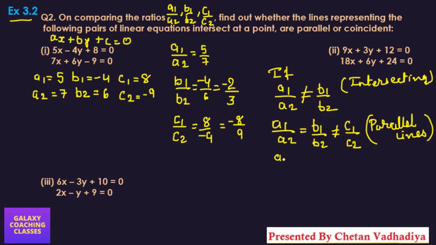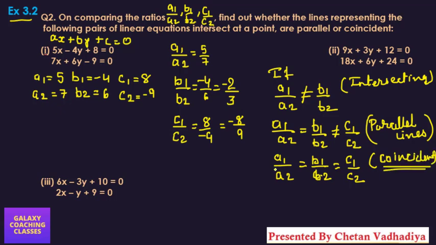Now the third condition. Every time I am saying 'if' because you need to check: if A1 upon A2 is equal to B1 upon B2 and the same ratio is equal to C1 upon C2, meaning if all these three ratios are equal, then you can say coincident lines. You will get infinitely many solutions. When all these ratios are equal, at that time you can say coincident lines. So these are the conditions that you need to remember or learn.